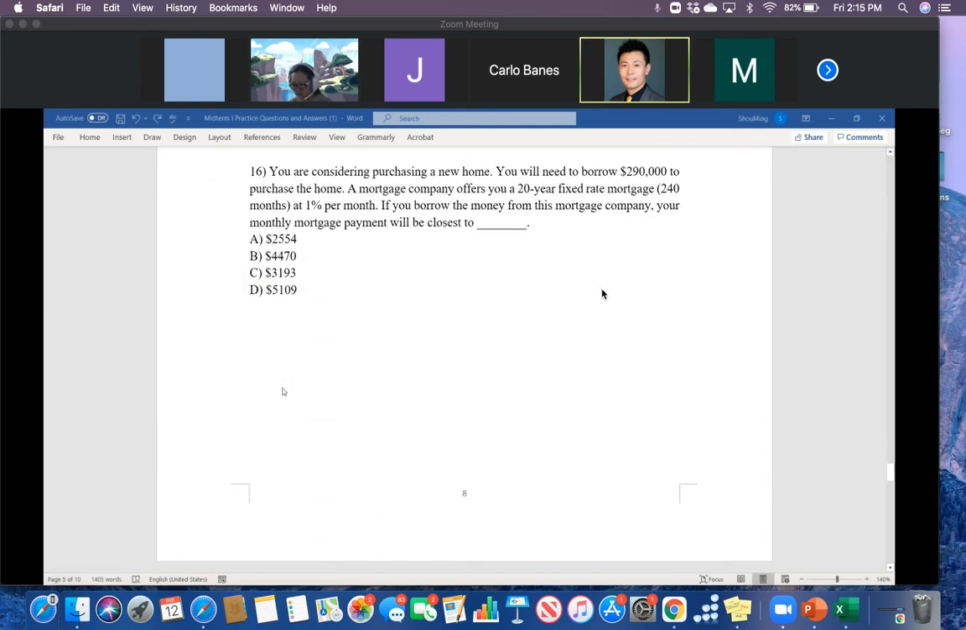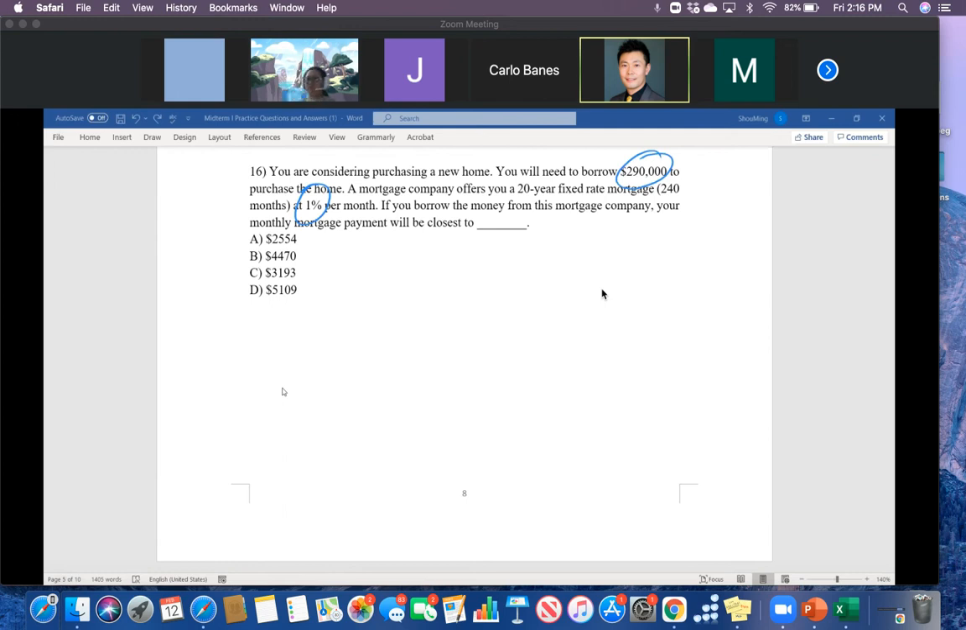Question 16. Now you are considering purchasing a new home. You will need to borrow $290,000 to purchase this home. So this money you will borrow today. And the mortgage company will offer you a 20-year fixed mortgage rate. The interest rate will be 1%. This is a monthly interest rate, 1% per month, okay? So this is a monthly interest rate. If you borrow money from this mortgage company, what is your monthly mortgage payment?